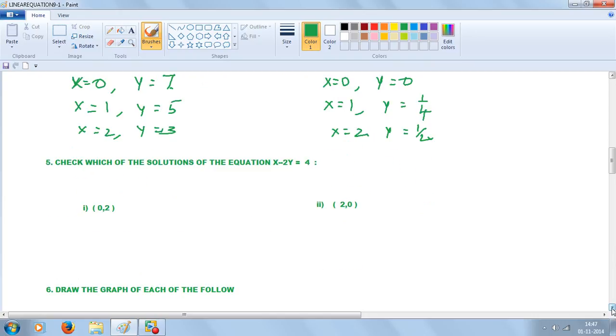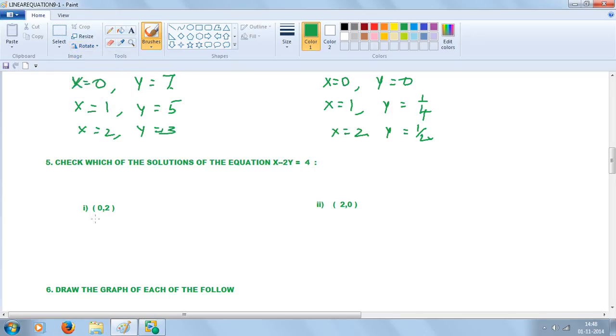So next, the equation gives an idea: the values you put in the equation should satisfy it. The next problem: check which of the following are solutions of the equation x minus 2y is equal to 4. He has given one set of figures. So we have to check whether the equation is satisfied.